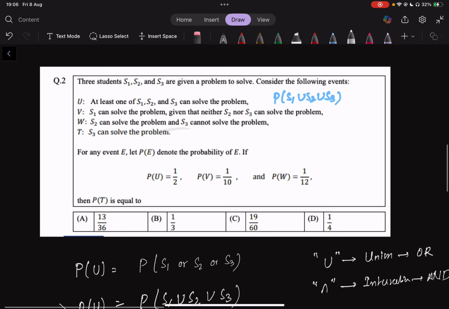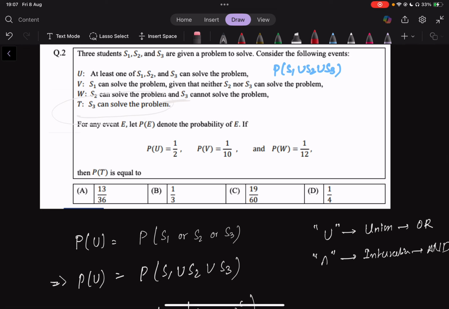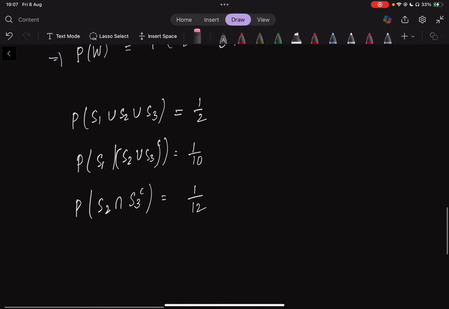Now, the students are given a problem to solve, and in our probability setup, P of S1 is the probability that student 1 can solve that particular problem, and the probability of S2 means the probability that student 2 can solve the problem. In a similar way, we have to find the probability of the event T, that is, the probability that S3 can solve the problem. So given these three things, they're asking what is the probability of S3.